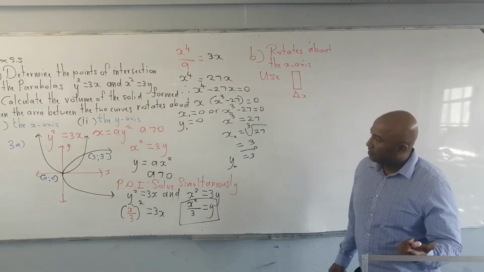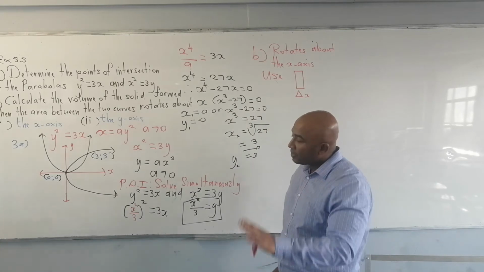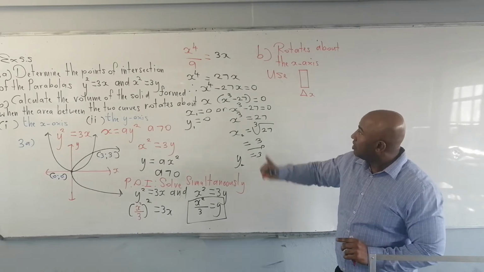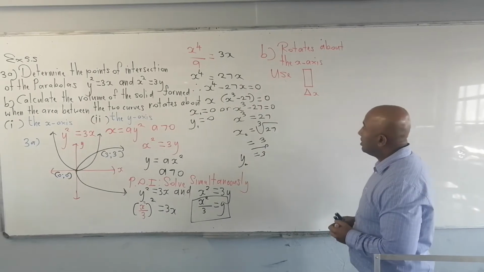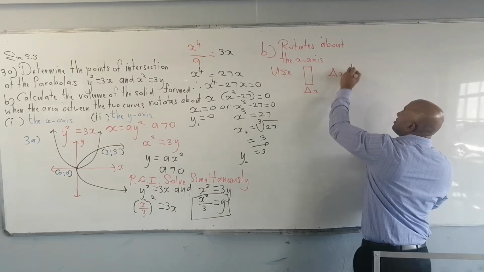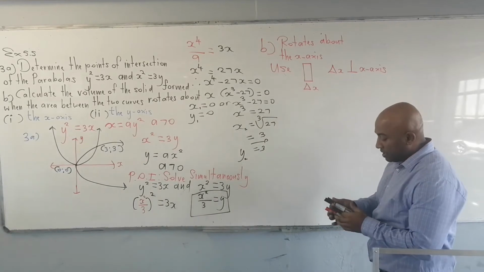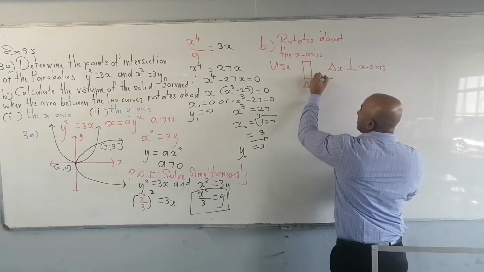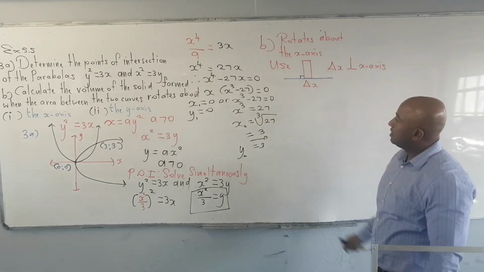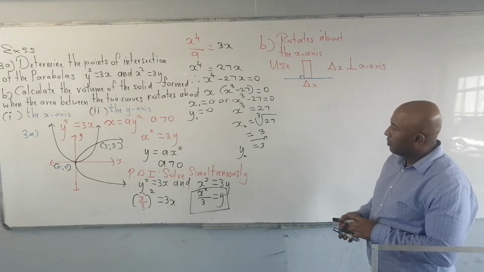Why? What is the reason for that? Because we are using the disk method only in N5, and your rectangle must be perpendicular to the reference axis. So you use delta x. And what do we know? That delta x is perpendicular to the x-axis. There's your x-axis here, and it forms a perpendicular situation. It intersects at 90 degrees.